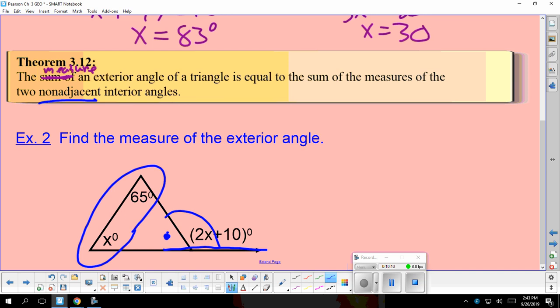And that makes sense because if these two are a linear pair, and we know these have to add to 180, these two are going to always be equal. So that's the logic behind it. There are formal proofs for this, but we're not going to go through that one today.